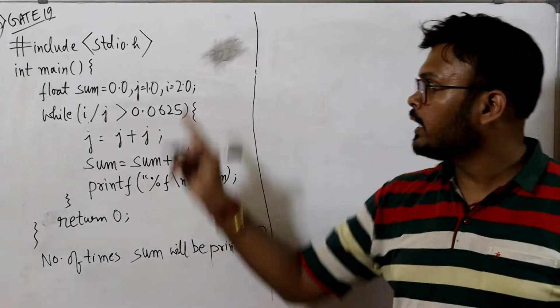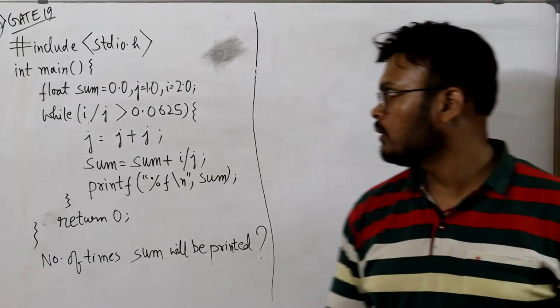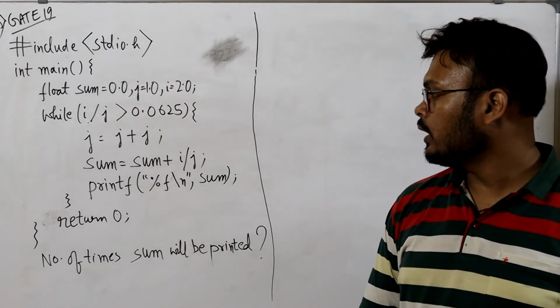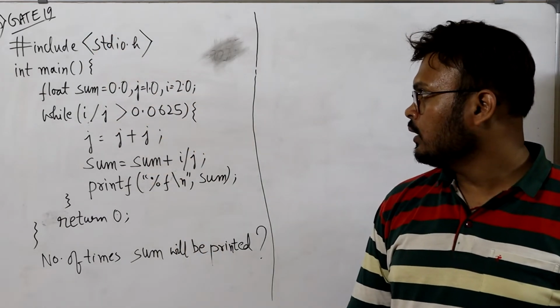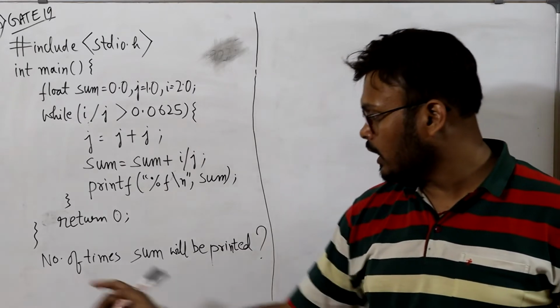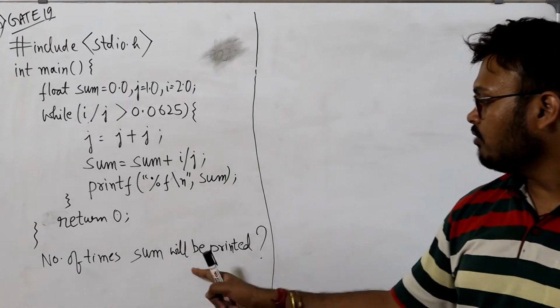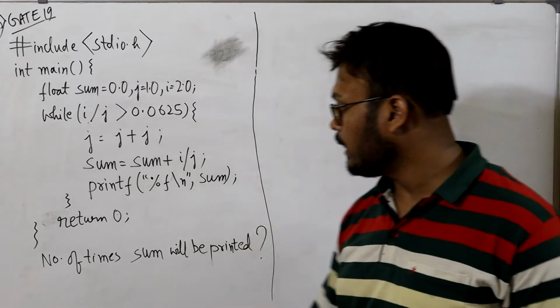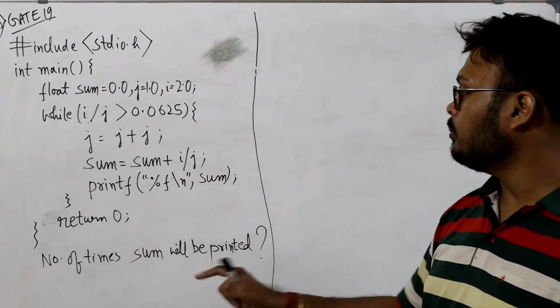So let's solve this question. Okay. Same question. This came in the year 2019. In this question, they have given a C program, and at the end, what they are asking is the number of times sum will be printed. So just be very careful with this line: number of times sum will be printed.